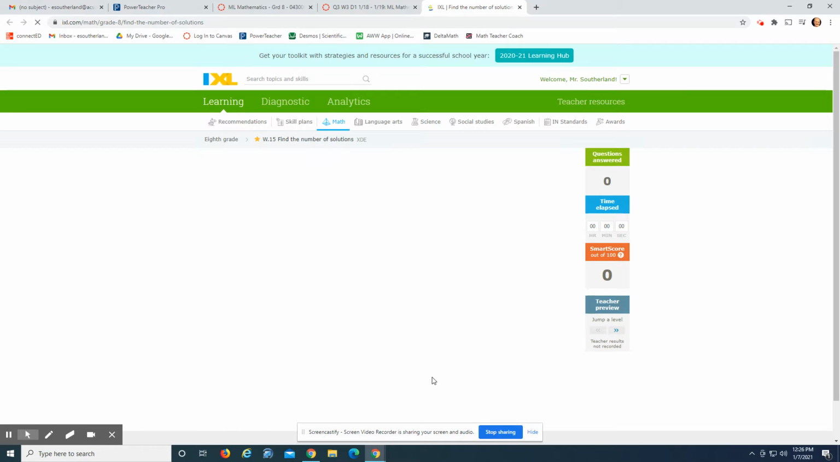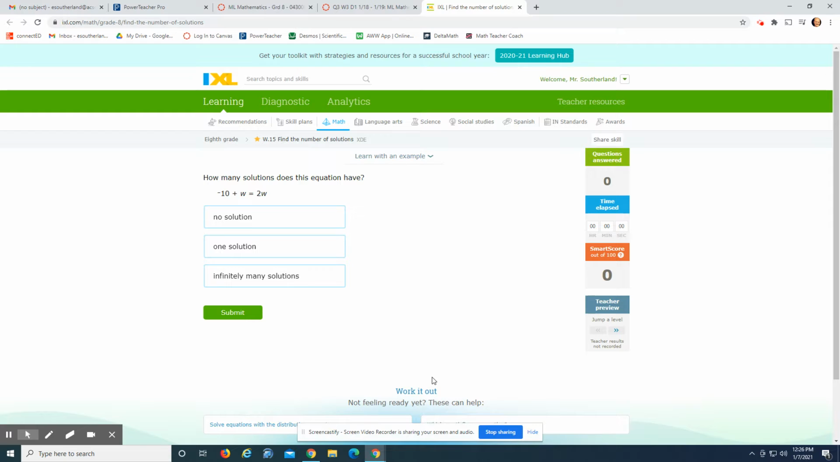Before we get started, the first thing you have to know about determining whether something is one solution, no solution, or infinitely many solutions is pretty easy actually. One solution, and we're going to abbreviate solution as SOL, is when the variables are different.